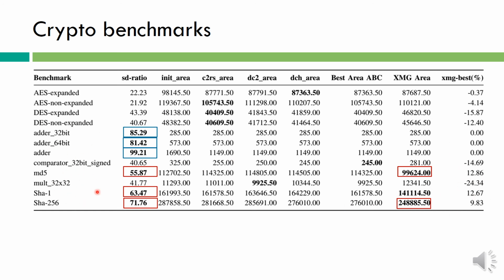In the case of MD5, SHA1, and SHA256, these circuits have a very high self-duality ratio, around 56%, 63%, 71%. And here we can see that there is a marked improvement using XMG as compared to compress2rs, DC2, and DCH, and we can get up to 12% better area numbers as compared to the previous.